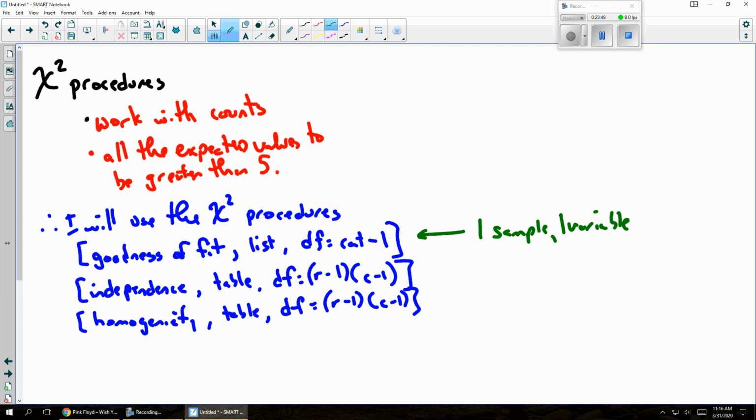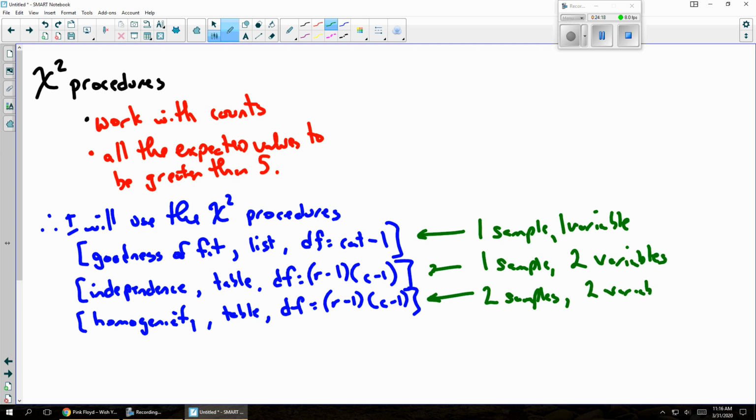With a test for independence, I've got one sample. I only ask one group of people, but I ask them 2 different questions. And so I end up with a table where the 2 variables that I asked are one on the side, one on the top. And then a chi-squared test for homogeneity is going to be 2 samples, and I've got 2 variables there. And I guess I could say 2 or more samples if you ended up in a different kind of matrix.